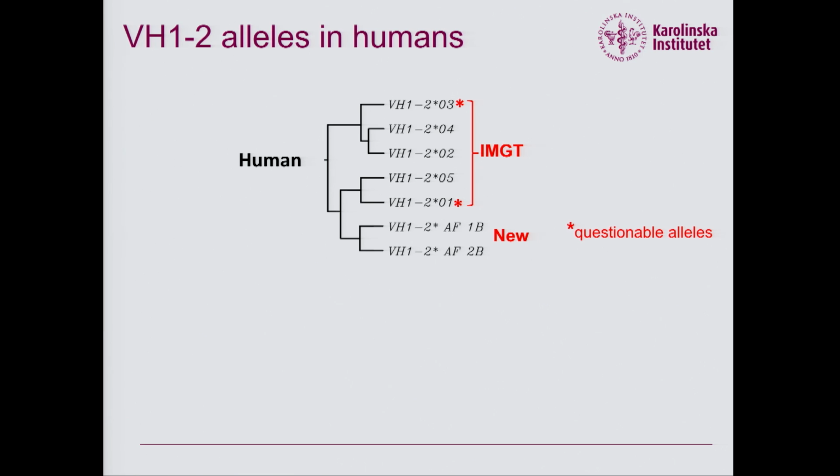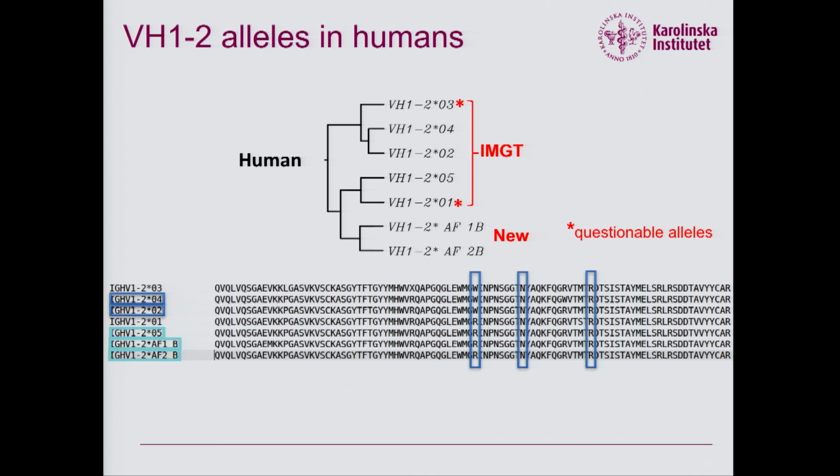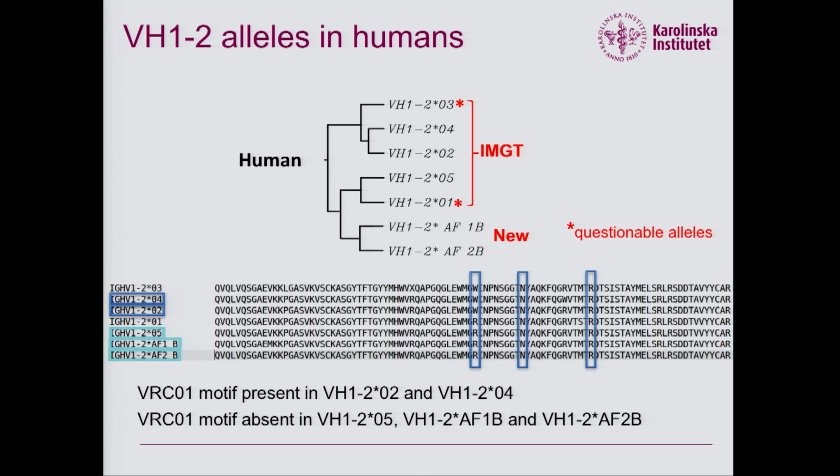On the other hand, we have found 2 alleles that are not reported previously, and they were found in the African individuals that we've sequenced. And if you align these and look at the VRC01 motif, the 3 amino acid motif that's required for VRC01 binding to gp120, then you can see that only 2 of the alleles have that motif. It's present in VH1-2*02 and *04, but it's not present in the other 3 alleles. So this is important, and the *05 finding has already been described by Leo Stamatatos and Marie Pancera, but the other 2 alleles have not previously been described.